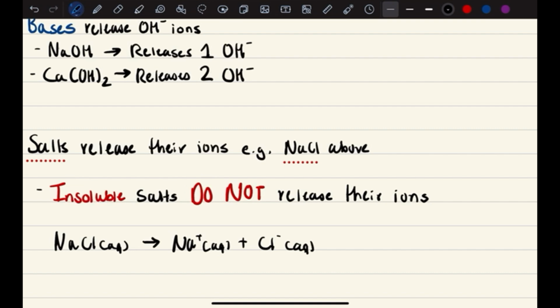Your insoluble salts do not release the ions. Module 3 is going to be more important for this, where we will talk about which salts are going to be insoluble. The main one that you should remember is barium sulfate. Cool.